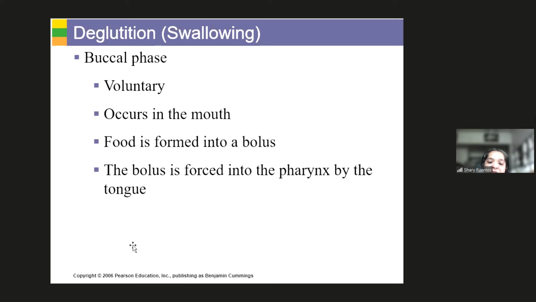Okay? So again, it's consciously controlled because it's voluntary. Okay? So what happens in here? Since that is consciously controlled, the tongue is going to retract. So pag nag-retract si tongue, matutulak si bolus papunta sa pharynx. At the same time, mag-elevate si soft palate, para hindi makapasok doon sa larynx. At the same time, itutulak niya papunta doon sa soft palate para hindi siya umatras papunta doon sa nasopharynx.